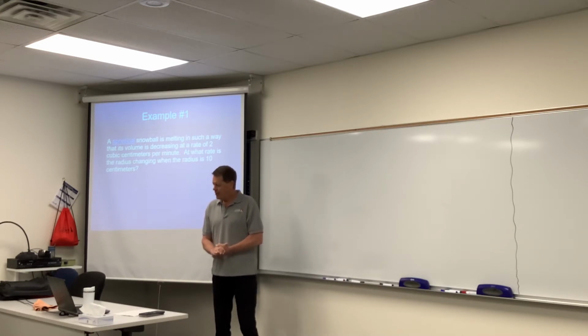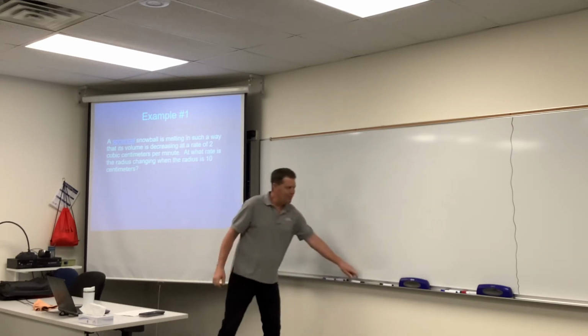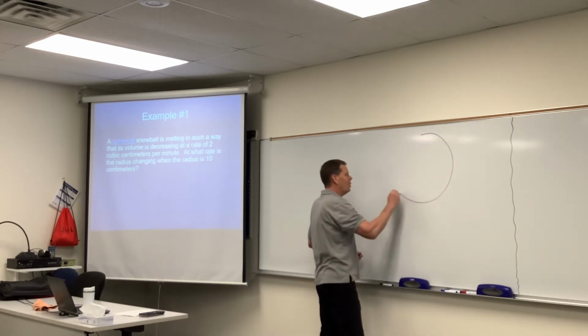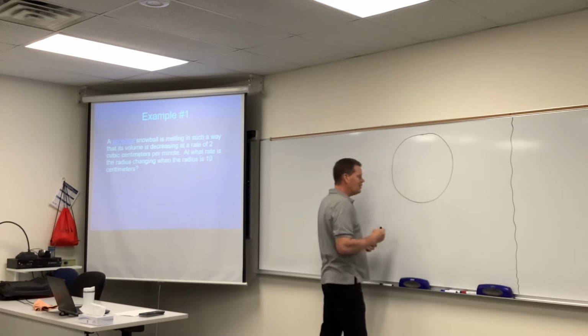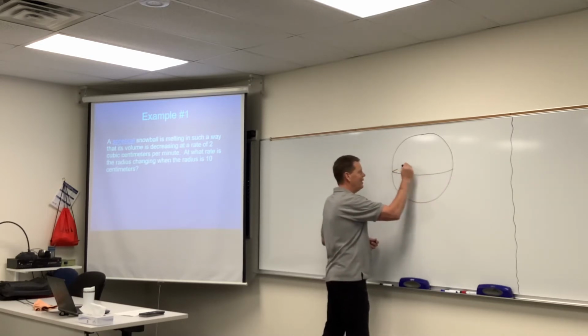But anyway, as you see in example 1, it mentions a spherical snowball. So I will do my best to draw a picture of a sphere. As you know, that would look like a ball. And so that's just a perfect picture of a sphere, as you can tell.